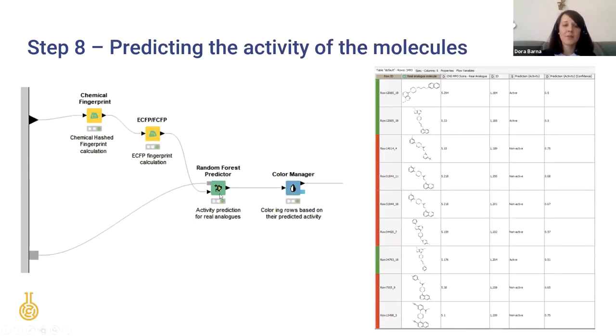And once we have the built model, we will use it on the molecules that we have found in the Enamine database and that we were able to keep after the CNS MPO score-based filtering. So we will predict them to be active or non-active ones, and we will also use a color manager to mark the active and non-active molecules in our output table.